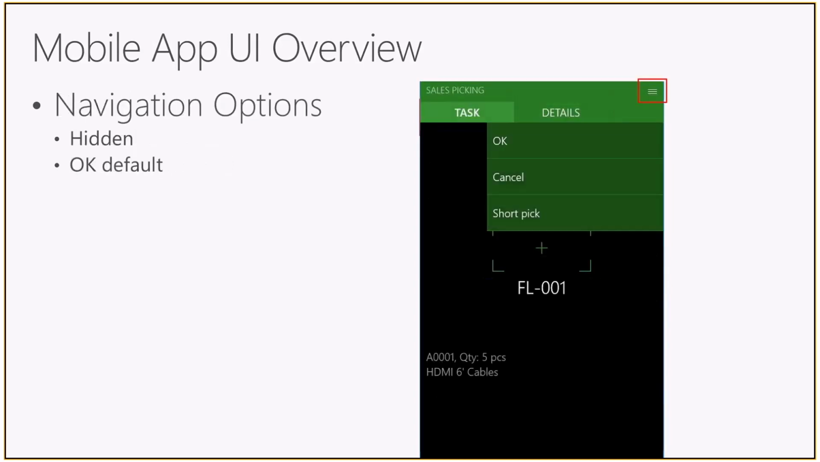Finally, we have the various buttons that used to be at the bottom of the WMDP screens. These have all been moved into what we call the hamburger icon in the top right. Clicking this icon will display the available actions for the user at that step in the workflow. Note that the OK button is always the default when the user clicks the Enter or Return key on their device, or clicks the button displayed at the bottom of the screen.